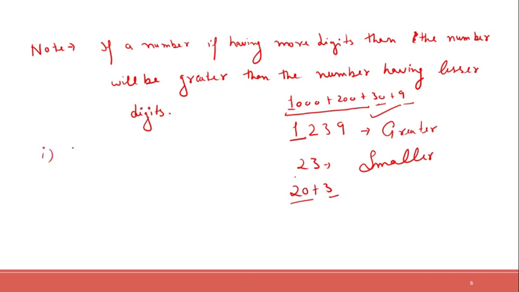Let's take another example. 2912, and here I am writing 912. Which one will be greater? This will be greater, and this will be smaller. Greater, because it is having 4 digits, it is having only 3 digits.